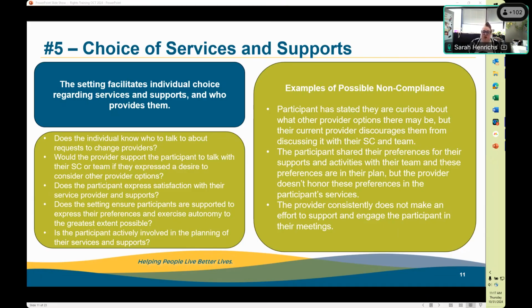Some examples of non-compliance could be if the participant stated they're curious about what other options there may be, but their current provider discourages them from discussing it with their SC and team.